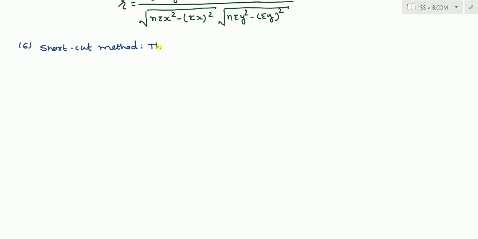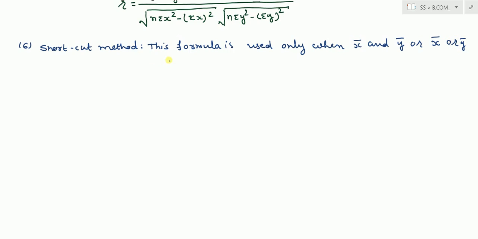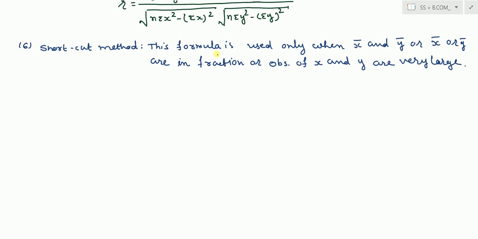This formula is used only when x bar and y bar, or x bar or y bar, are in fraction, or observations of x and y are very large. Okay, so we have to use this formula when x bar and y bar are in fraction, means in point.